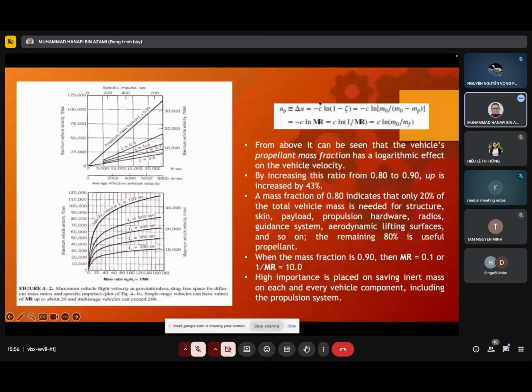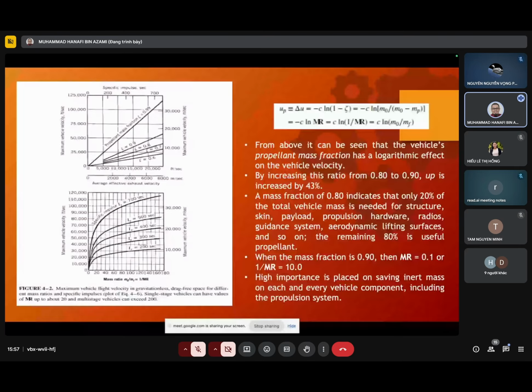From the above equation, it can be seen that the mass fraction has a logarithmic effect on the vehicle velocity, because you have a ln function there. Looking at this equation, by increasing the ratio zeta or mass ratio from 0.8 to 0.9, the UP, where u naught is equal to 0, can increase by 43%. That is the importance of this ratio.